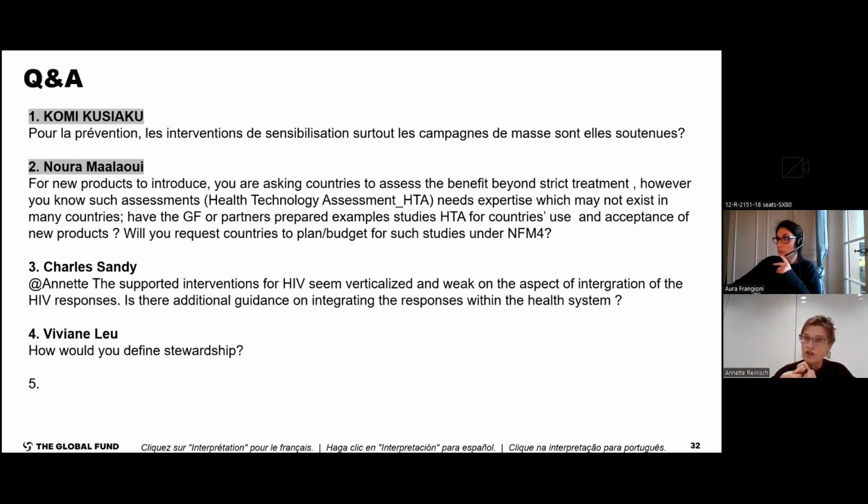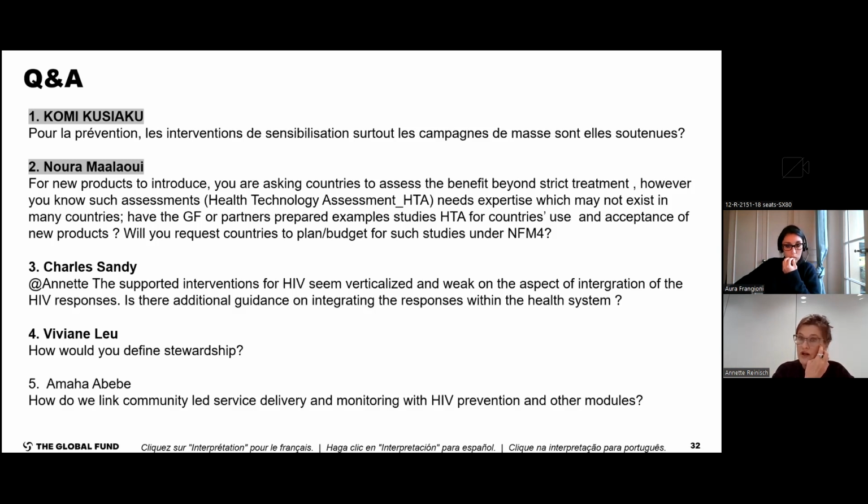And if there is a need or the country decides to perform studies, we do fund operational research. So we're not funding clinical research, but we do fund operational research. And if that's what's needed, then we would be funding it. But we encourage countries to move fairly fast with the introduction of new products and tools.